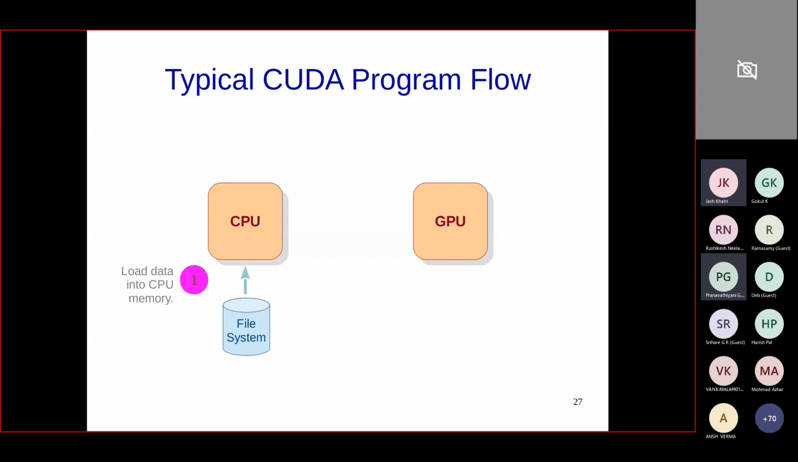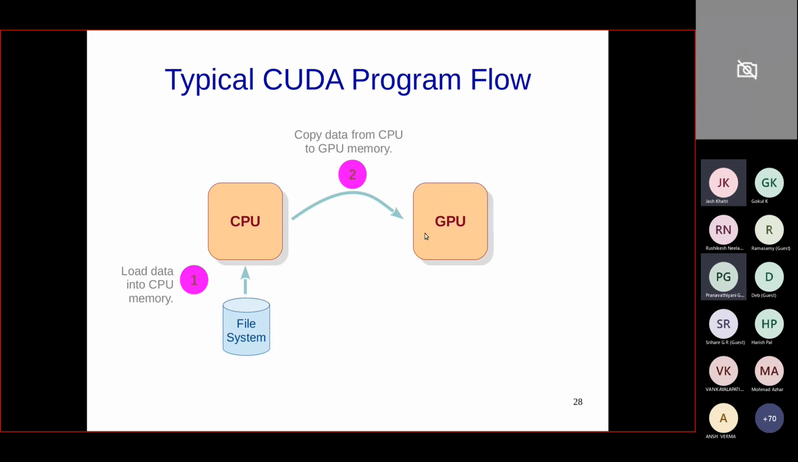Let's say we have copied some array or matrix into the CPU's RAM. Now let's say we want to perform some parallel operation on that array or matrix. Then we'll first allocate that array or matrix on the GPU using cudaMemcpy, and we'll copy that data from CPU memory to the GPU memory, which is shown in step 2 here.